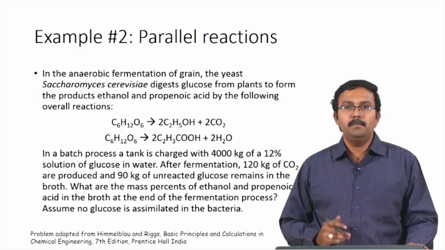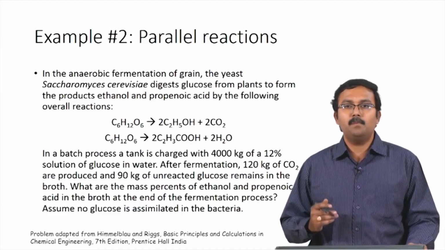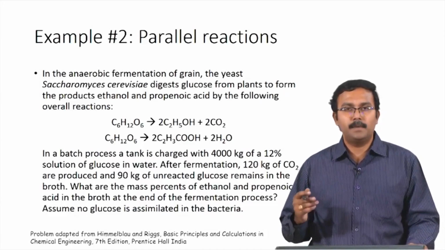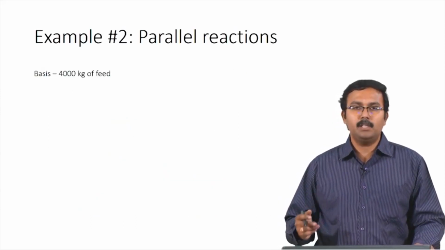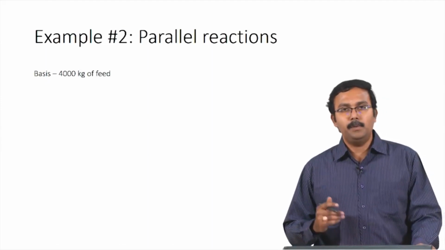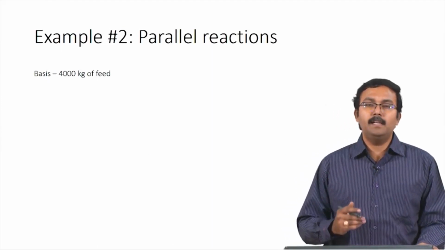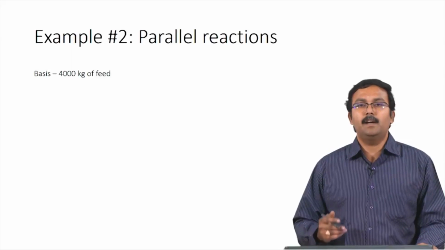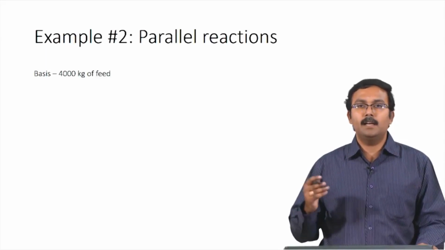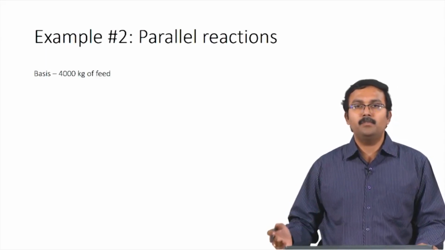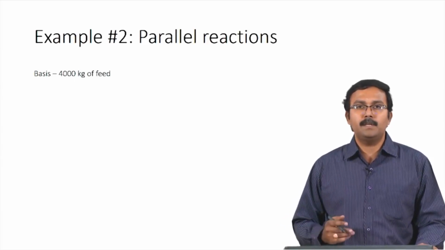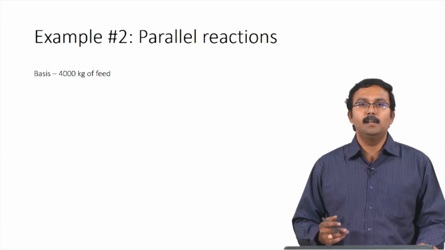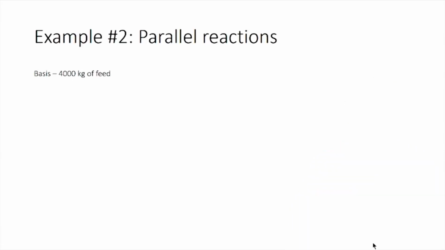To start the problem, we identify that 4000 kilograms of solution is present initially in the reactor. So, the basis would be 4000 kilograms of feed. Now that we have the feed in mass, we will have to identify how much of it is glucose and what is the amount of water. We would also need to know the number of moles of glucose and water which is present, so that we can use the stoichiometry effectively.